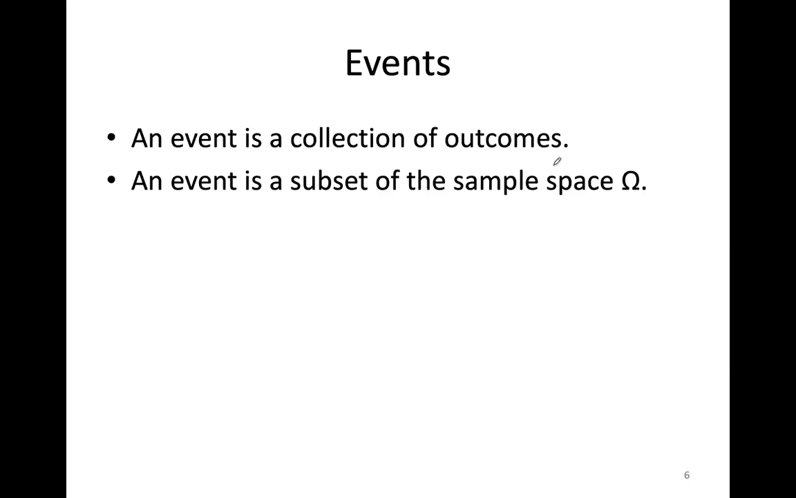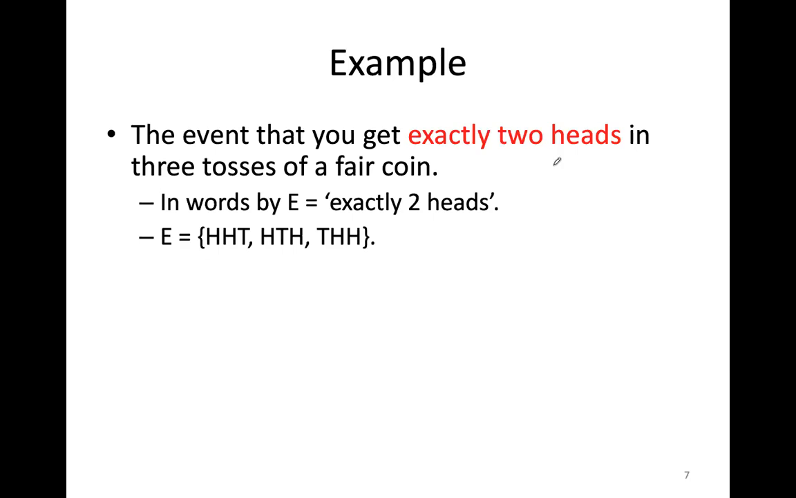I would like to now focus on events. An event is a collection of outcomes, and it is also a subset of the sample space. For example, if I am flipping a coin 3 times and I am interested in exactly 2 heads, I would like to find out the probability of obtaining exactly 2 heads. How can I do this?